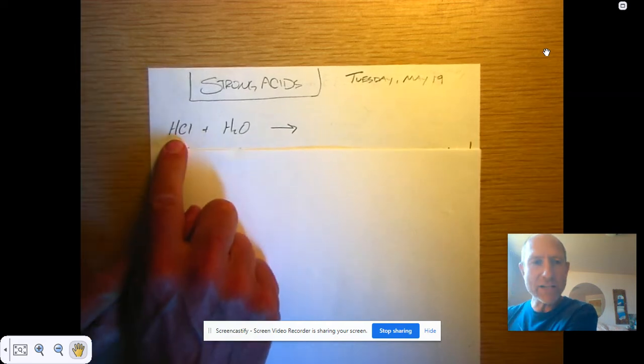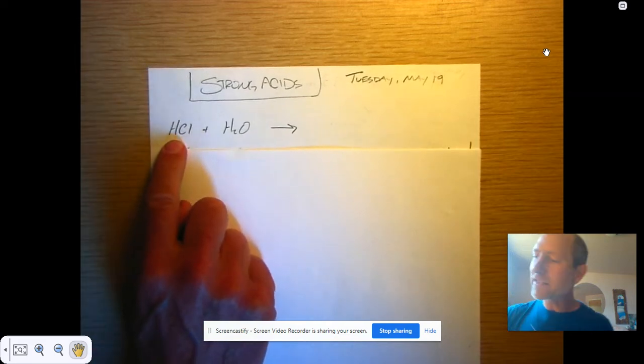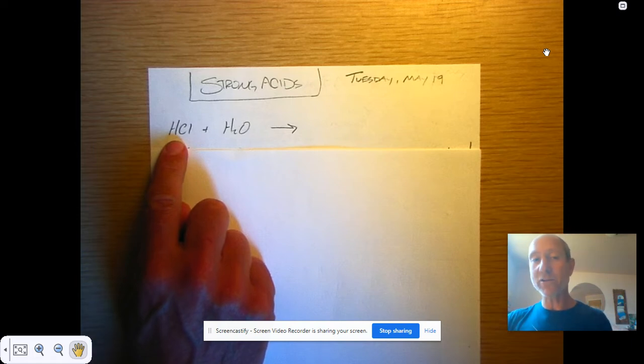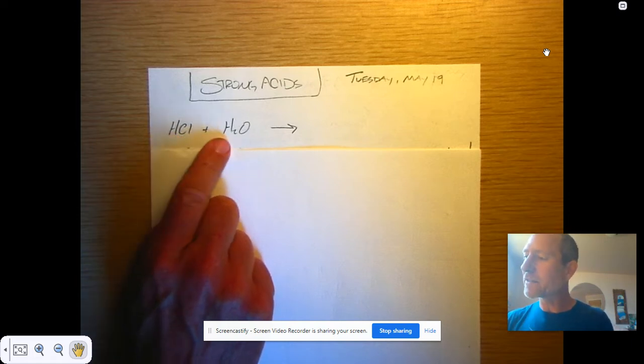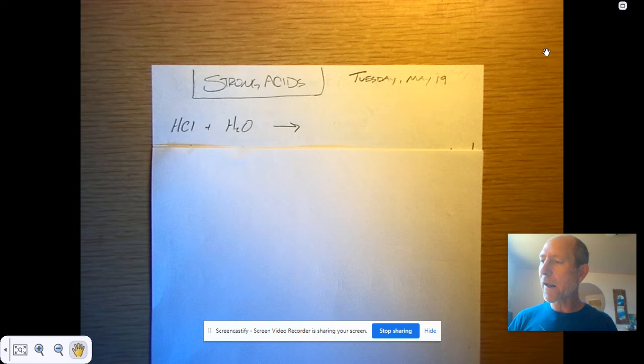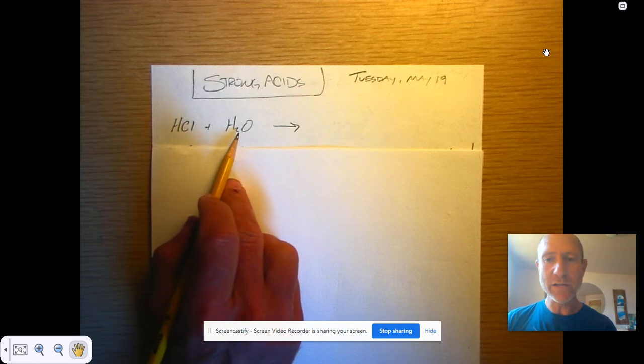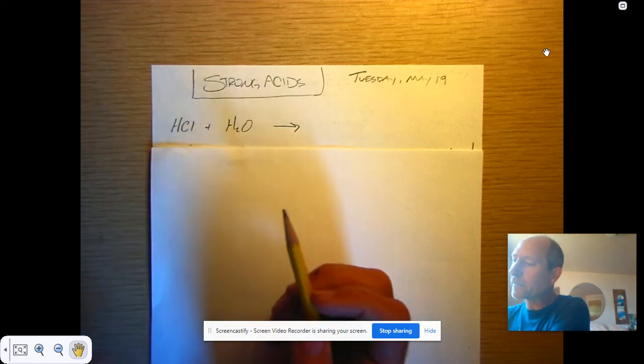So here's HCl, and that's hydrochloric acid. And hydrochloric acid is a strong acid. So when we put it in water, we can predict what it's going to do. We just have to think that bases accept protons and acids donate protons. So here we are with an acid, so it's going to donate a proton. And who's it going to donate the proton to? It's going to donate it to this water right here.